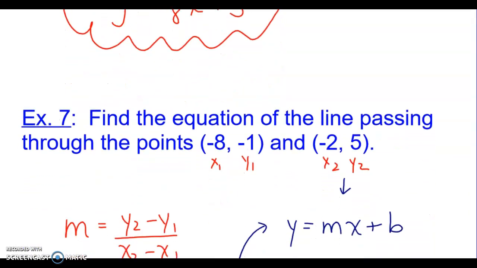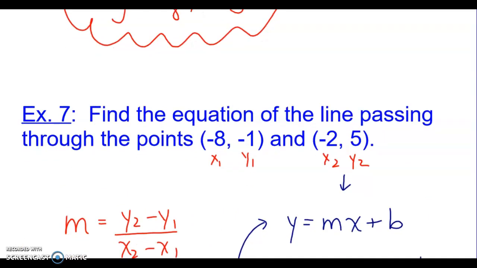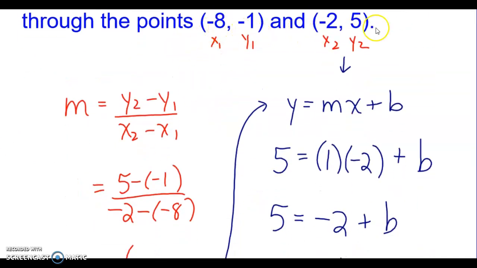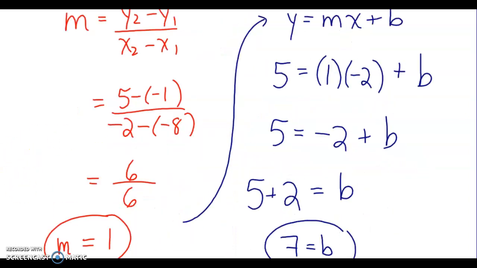Let's look at one more example for today. Find the equation of the line that passes through these two given points. So my first point has x1, y1. My second point has coordinates x2, y2. What I want is the equation y equals mx plus b, right? So I'm going to use these points to first calculate slope. Here's my slope formula, y2 minus y1 over x2 minus x1. I plug in all my numbers, and I end up with a slope of 6 over 6, which is 1.